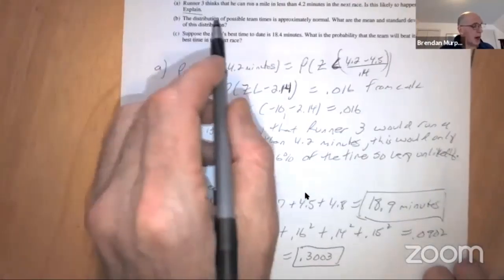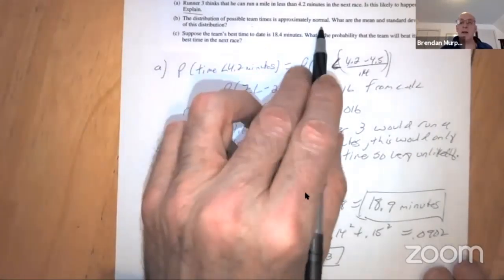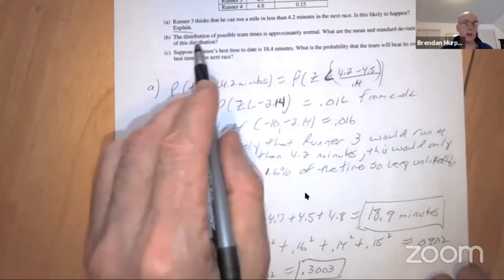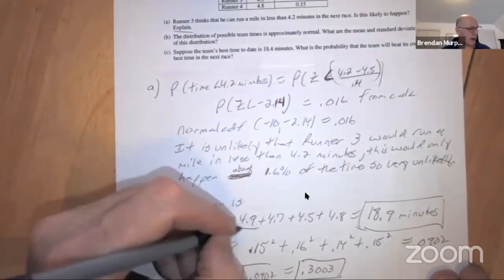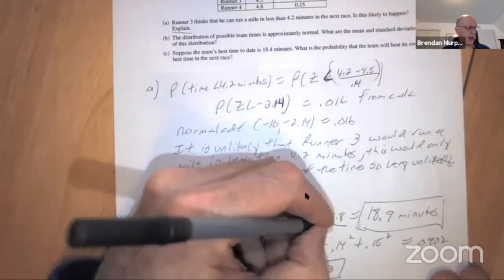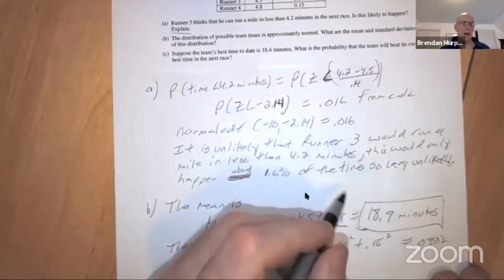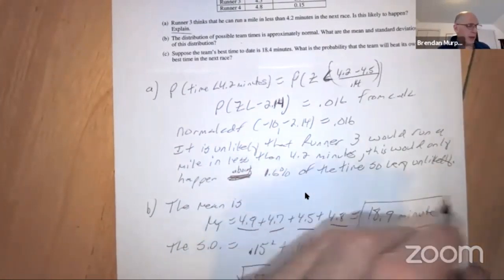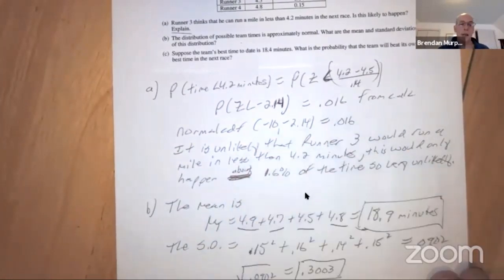The distribution of possible team scores is approximately normal. That's good. What are the mean and standard deviation of this distribution? Well, I can add and subtract means, and so I just found the 4 means for the 4 runners and I added those. And so I felt pretty confident that 18.9 minutes would be the mean or average time. Again, each runner runs a mile, the next one runs a mile, and so on, and I add up those 4 different times. So I can add means.